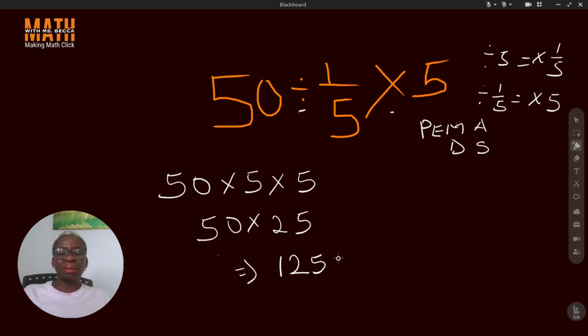Then we add this 0. And that is it. So whenever you come across anything like this, you perform the division before you multiply. But if multiplication comes first, you multiply before you divide.